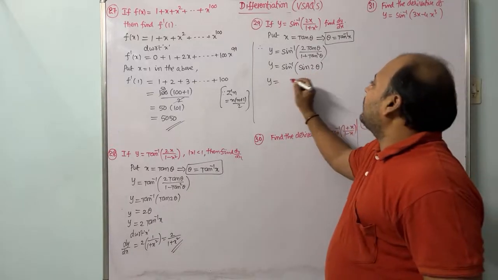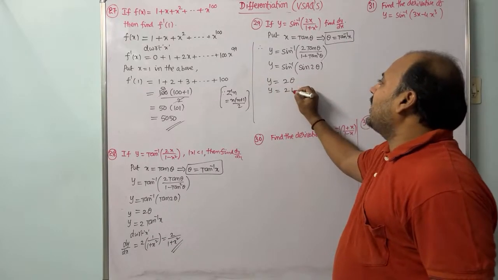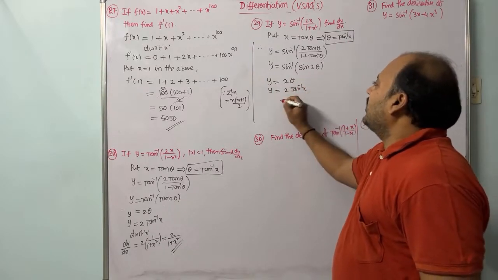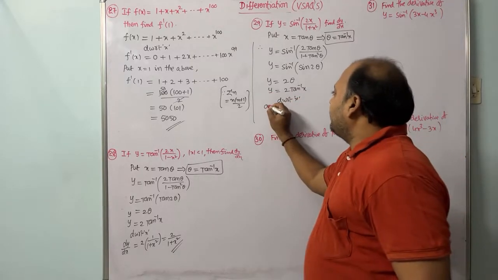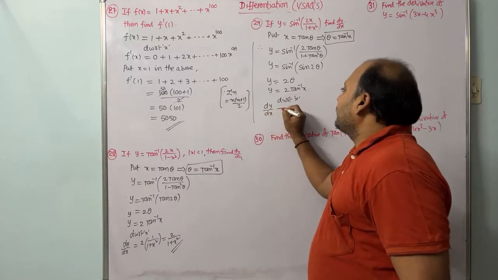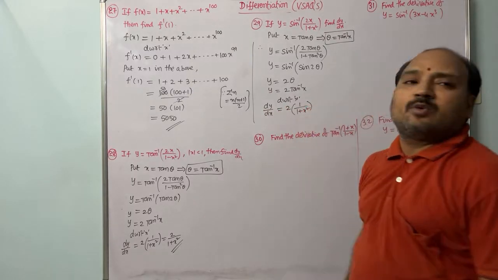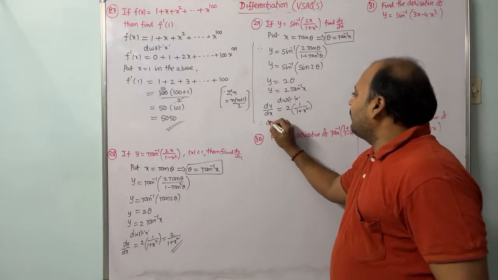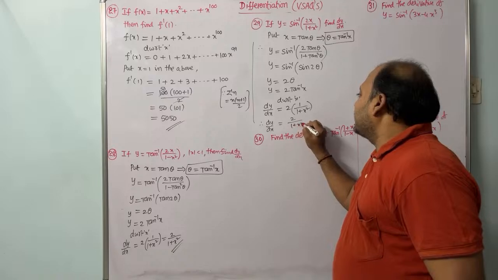So in place of theta what value is there? 2 theta is there. So y is equal to 2 into what is theta we got? Tan inverse x. So differentiate with respect to x. y derivative is dy by dx, 2 into dy dx of tan inverse x is 1 by 1 plus x square. Therefore, dy by dx is equal to 2 by 1 plus x square.